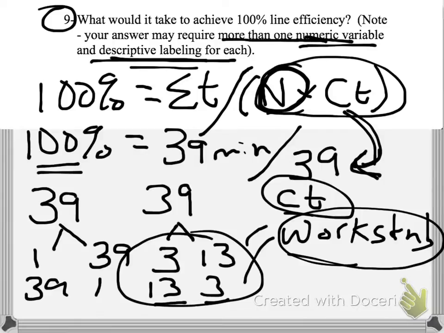Now, it doesn't mean that we couldn't have used 2 and 19.5. That would have also come out to be 39, but I tried to stick with the more obvious factors for 39 and using the whole numbers of 3 and 13. So those were the numbers I was looking for and the answer to number 9. That concludes this depiction of our answers for the exam questions.